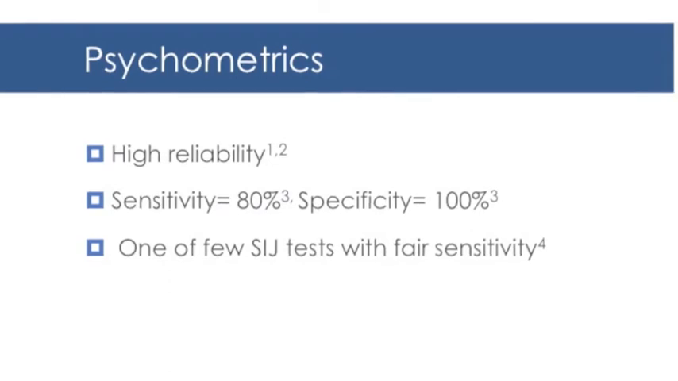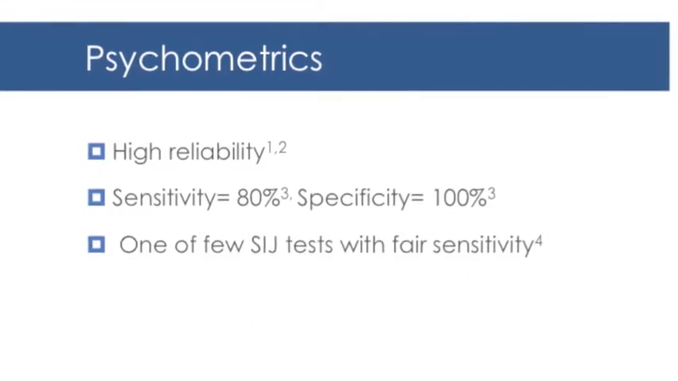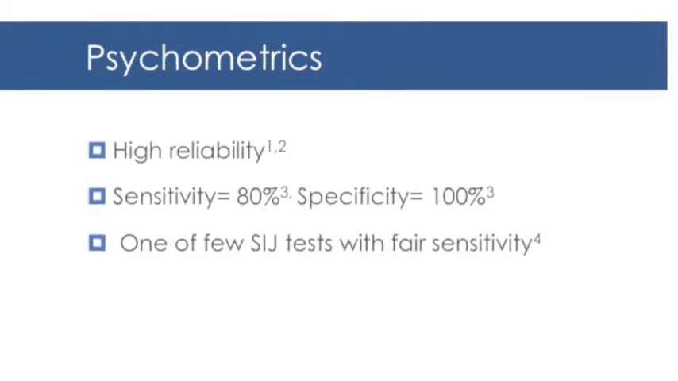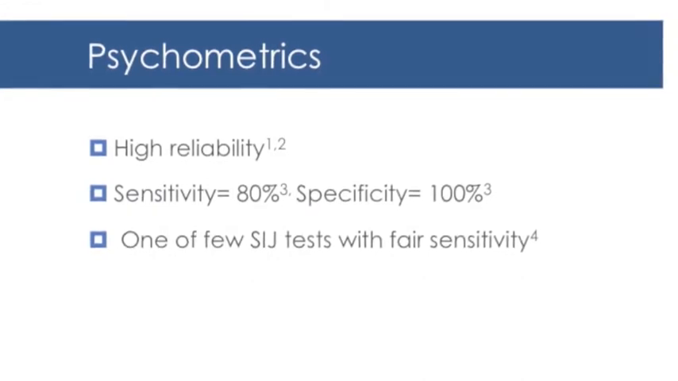The thigh thrust test psychometrics are as follows. According to Robinson et al. in 2007, the thigh thrust test has high reliability. Vanderwerf et al. in 2000 reported a sensitivity of 80% and a specificity of 100%. According to Dutton, the thigh thrust test is one of the few SI joint tests with fair sensitivity.